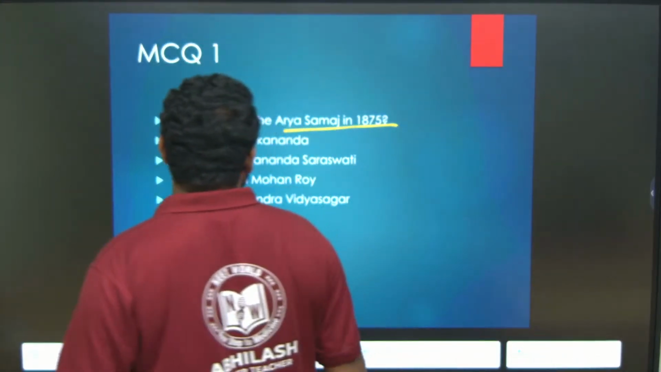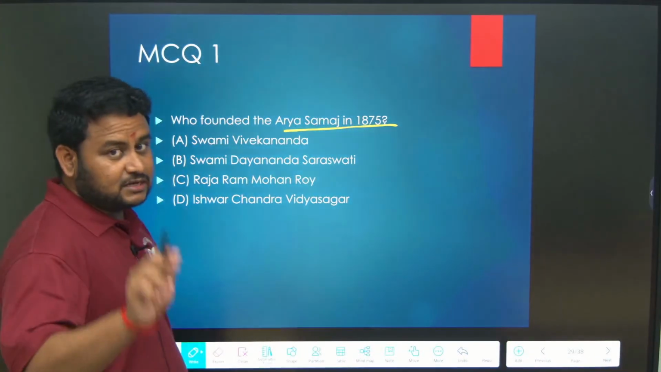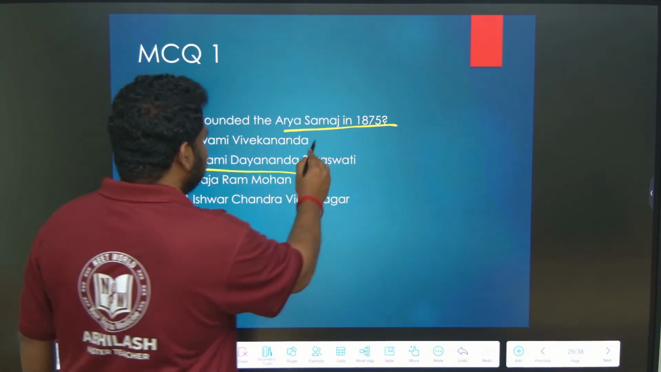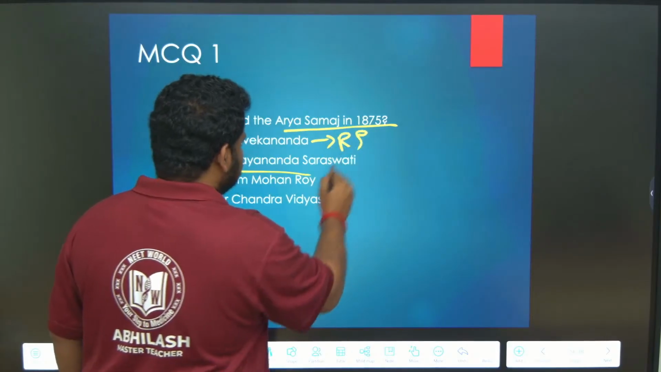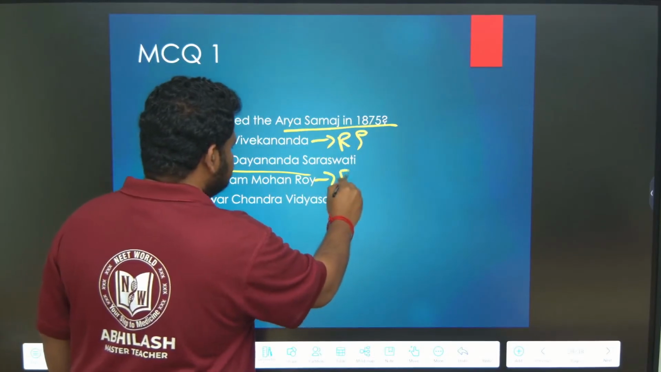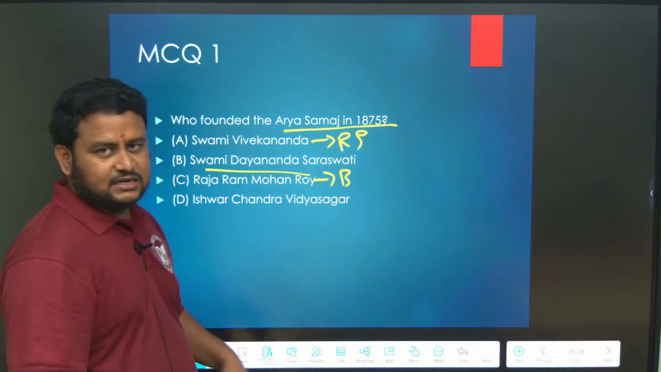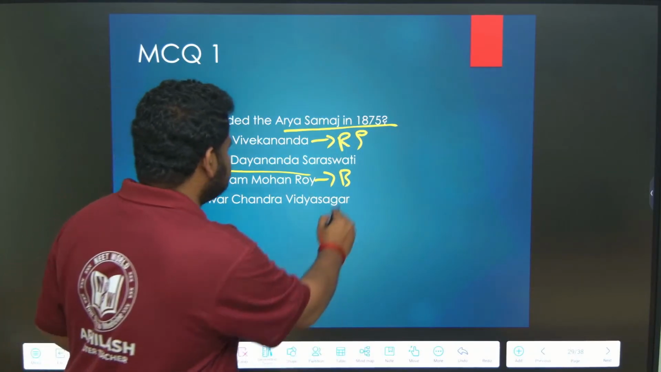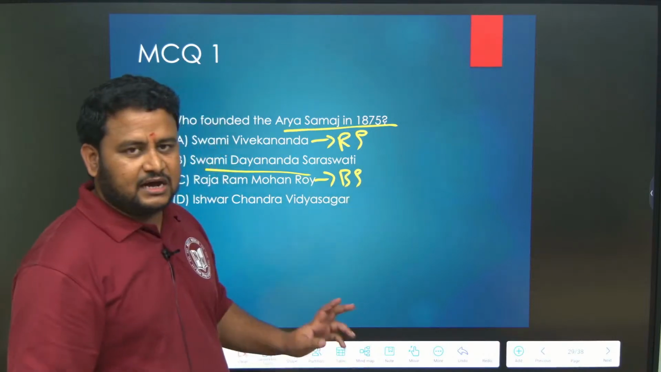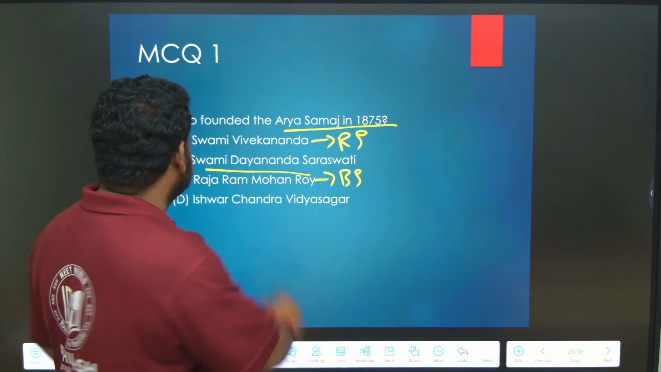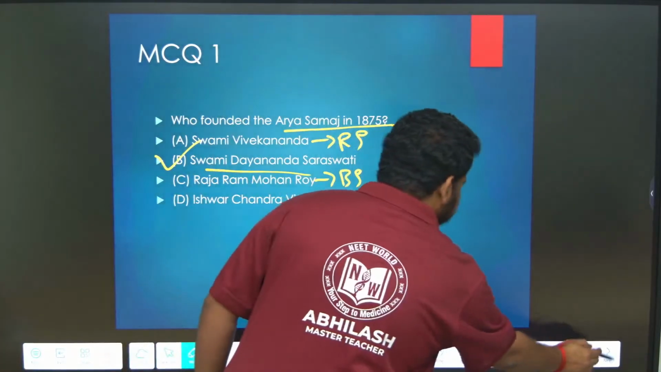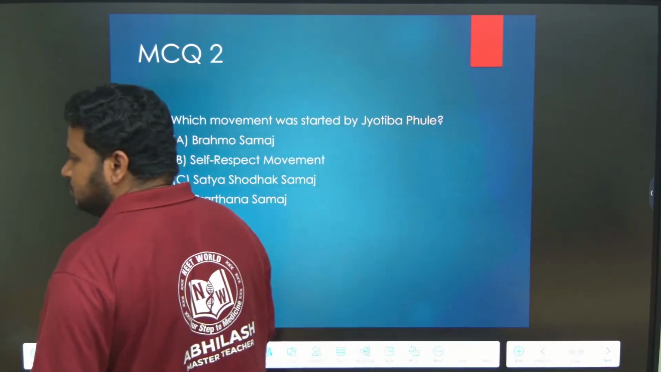Who founded the Arya Samaj in 1875? They are asking about Arya Samaj, not Brahma Samaj. Arya Samaj was founded by Swami Dayananda Saraswati. Swami Vivekananda is the Ramakrishna Mission. Raja Ram Mohan Roy is Brahma Samaj, and Ishwar Chandra Vidyasagar advocated widow remarriage and women's upliftment. Arya Samaj was by Swami Dayananda Saraswati. The answer is option B, 1875. Next question. I hope it is clear to all of you.